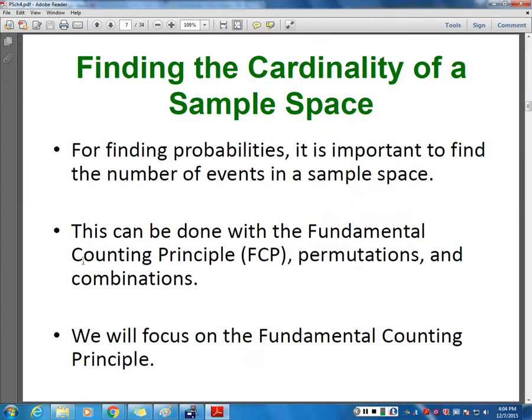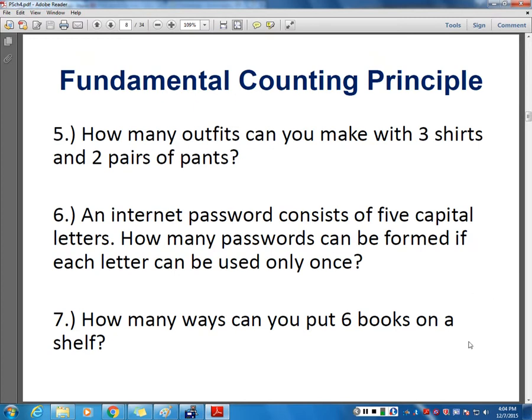For finding probabilities, it's important that we know how to find the number of events in a sample space. Now, this can be done with the fundamental counting principle, abbreviated FCP, permutations and combinations. In these notes, we will focus on the fundamental counting principle. All right, the fundamental counting principle is used to count things.